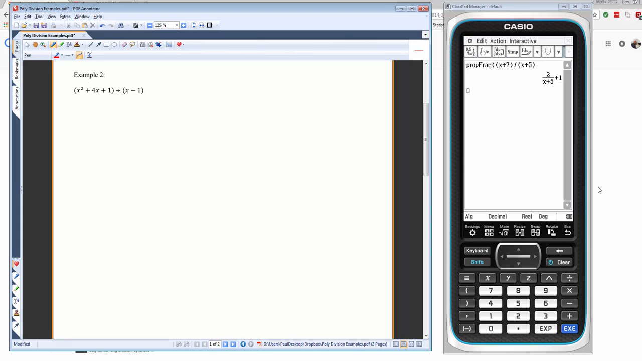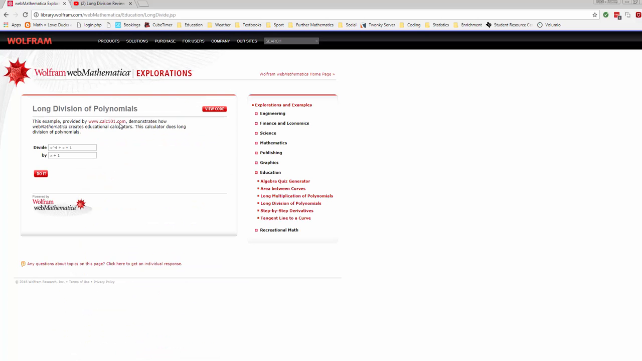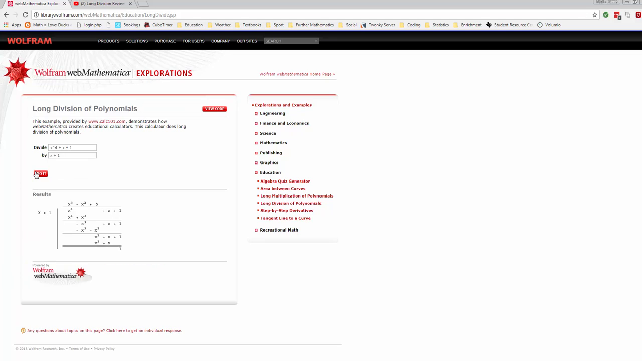There's a couple of good resources on the internet for this. I just did a Google on polynomial long division calculator and looked through a couple of them, and I thought that this was the best one, long division of polynomials calculator from Wolfram. And basically you put the number, the divisor, what you're putting the divisor into, and you just say do it. And the beauty of this one here is it doesn't just give you the answer, it gives you the step-by-step process.